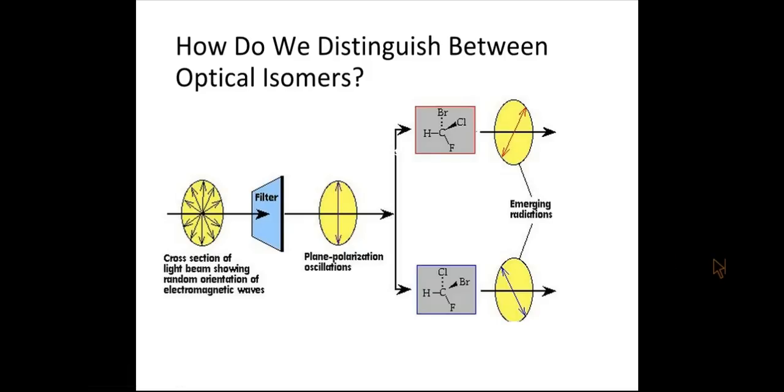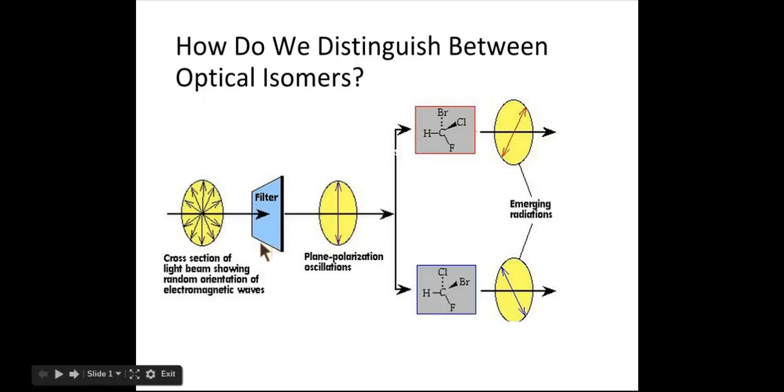Now I've established what optical isomerism is, I'm going to use this diagram to explain how we distinguish between them. So if we start over at this side here, we've got a cross-section of a light beam. This is a light source, and light travels in all directions, as you can see from the arrows. And what they do is they pass this through a filter, which is known as a plane polarizer.